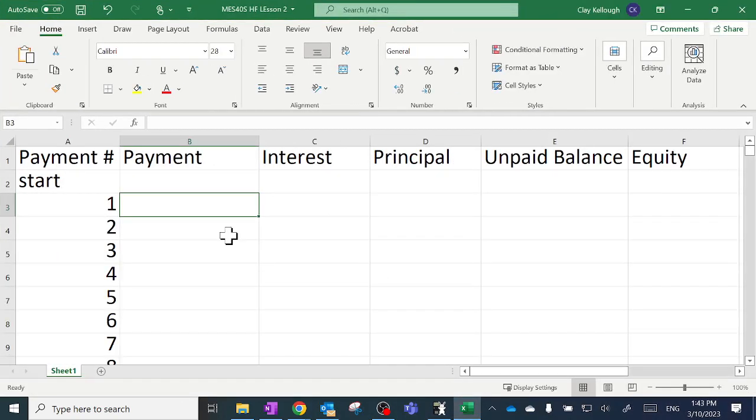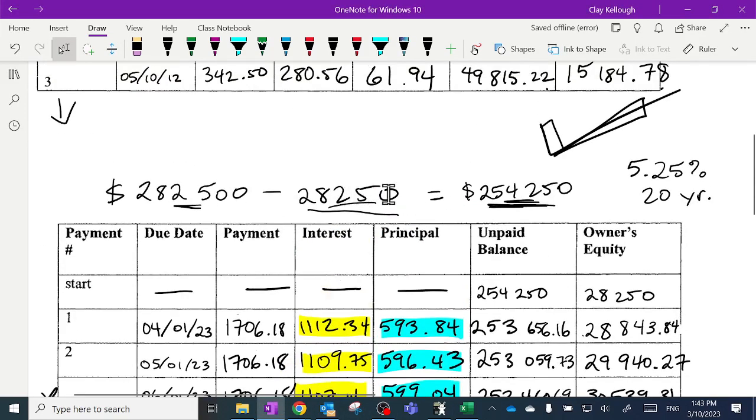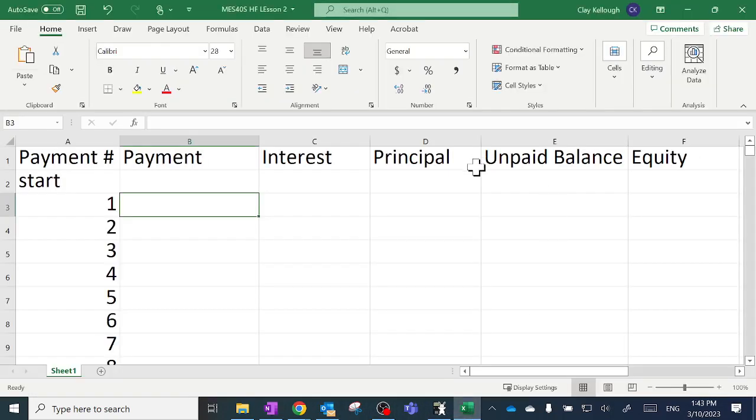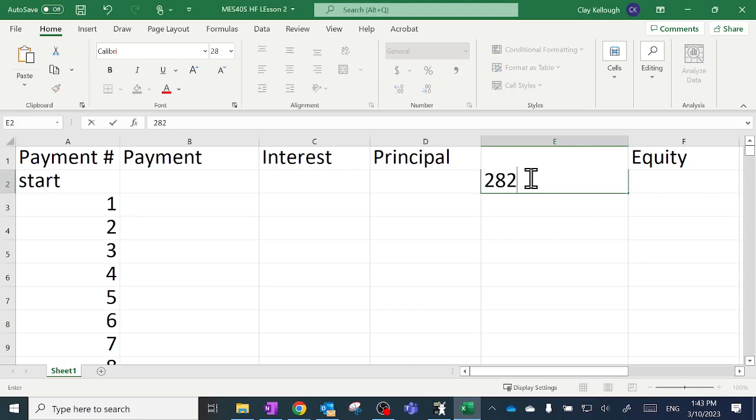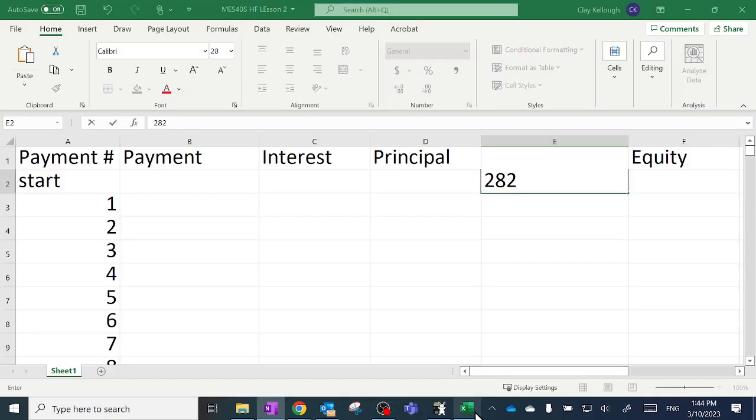Okay, so there's the spreadsheet. First thing, all the stuff I have on there right now, I just typed in. It's just typing. Now I'm going to put in the numbers that we're actually going to calculate with. So what was the original again? We mortgaged 282,500. So 282,500 goes into unpaid balance. That's how much my mortgage is for.